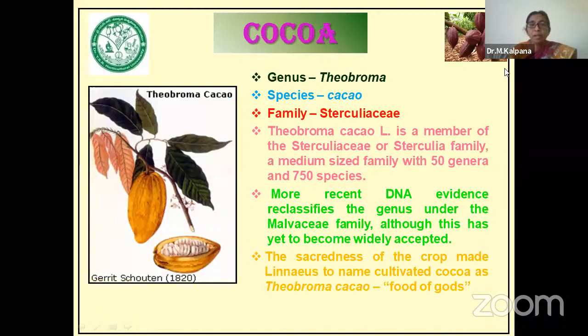Coming to its genus, species and family, cocoa belongs to the genus Theobroma, and the species is cacao. Earlier it was kept under the family Sterculiaceae. Now, based on DNA evidence, the genus Theobroma is kept under the Malvaceae family, although this has yet to be widely accepted. The name Theobroma cacao was given by Linnaeus, which means the food of gods. The name was given by the native tribal people of Central America.